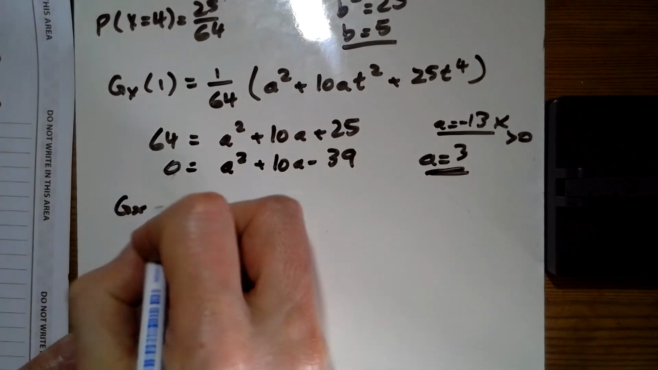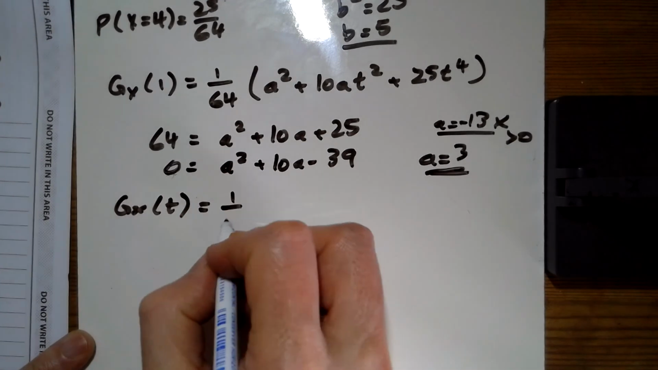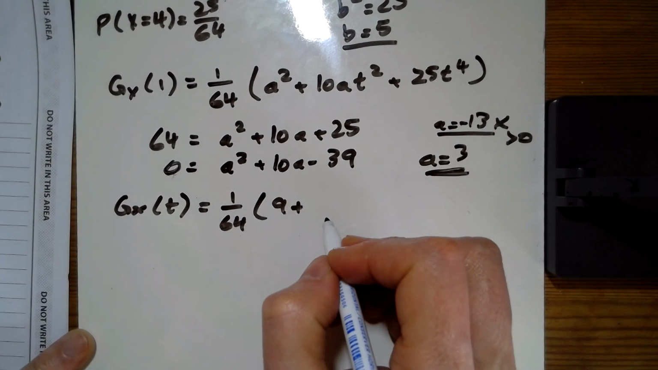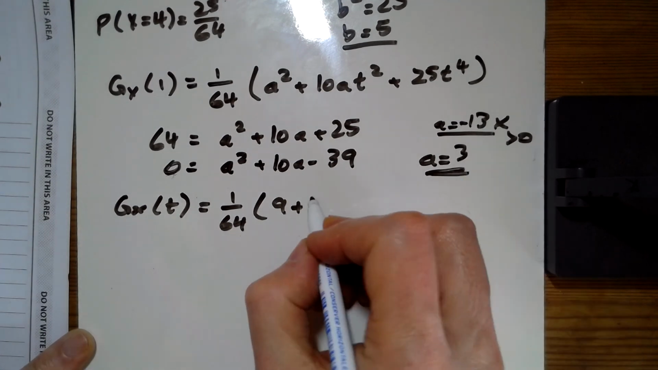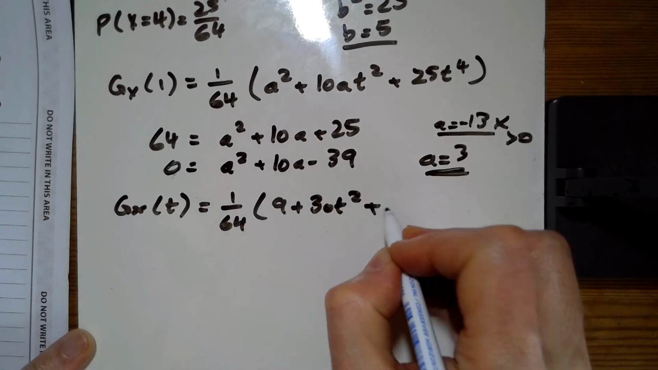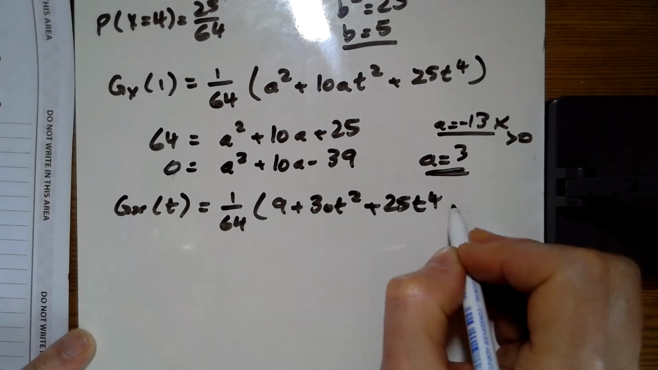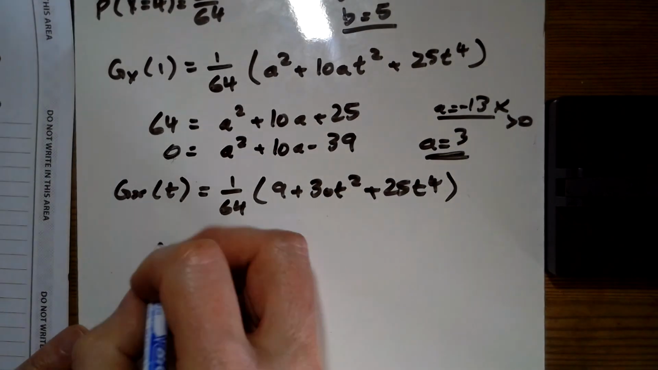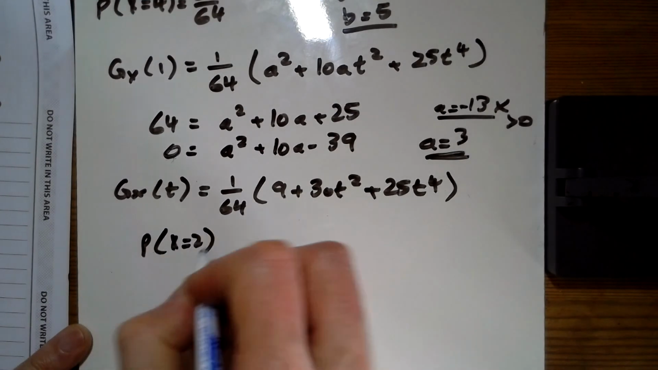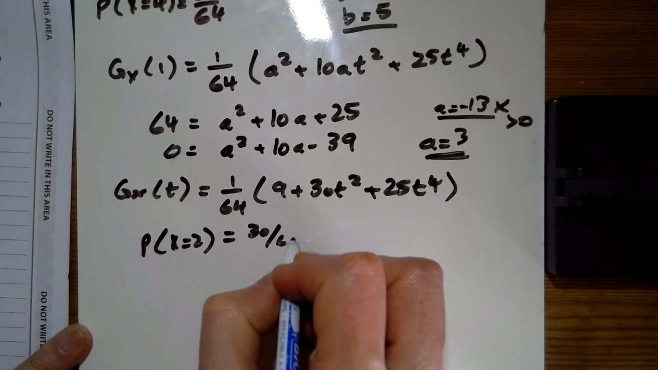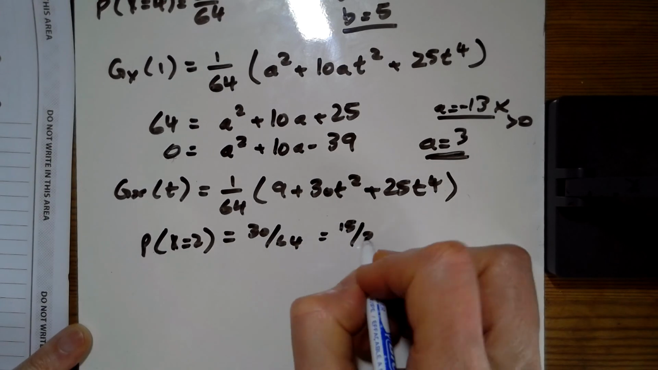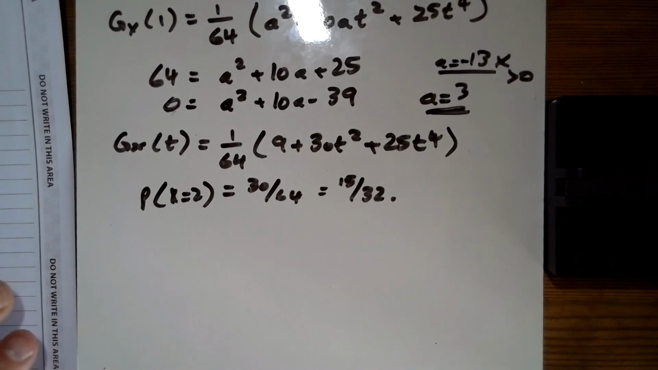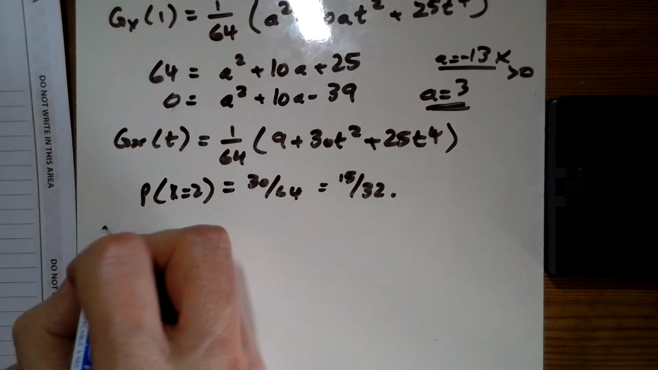So we now know what the actual formula was. It was 1 over 64 lots of 9 plus 30 t squared plus 25t to the 4, and that means the probability that x is equal to 2 is 30 over 64, which is 15 over 32. So as 7 marks go, that isn't actually too bad, is it? Find the expected value of x.